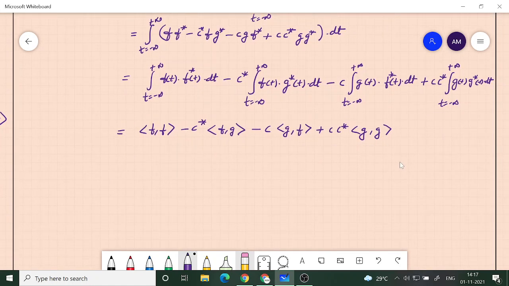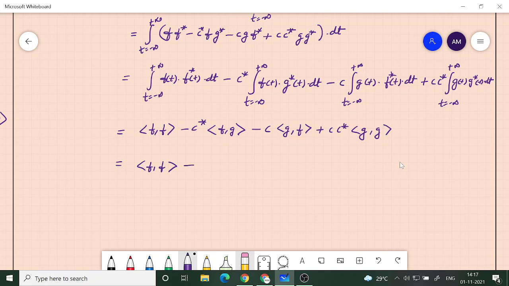Okay, so what comes next? The way we are going to proceed from here is that we separate out this first term. This first term is independent of C, so we don't need to bring it into the picture, so we keep it as such. And then from the last three terms, I'm going to take out the inner product of G with itself, which is basically the energy of the signal G of T.